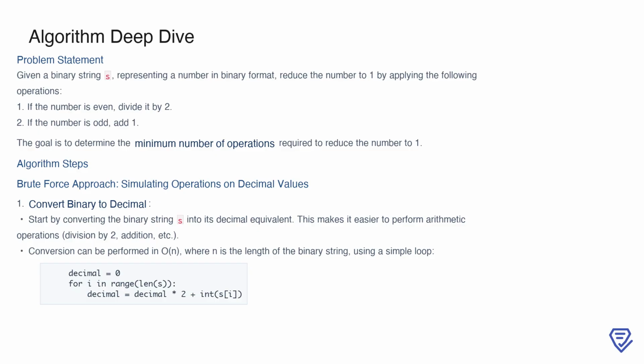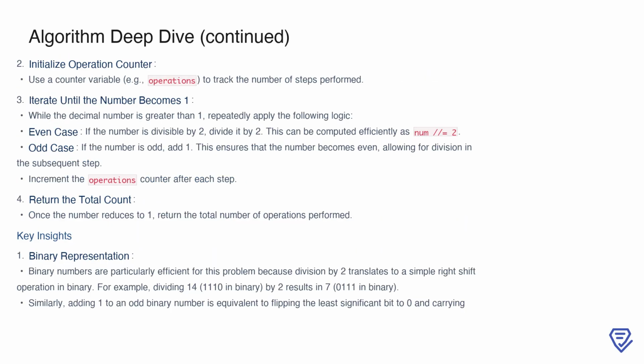This gives us a straightforward way to work with the number in decimal form, which will be easier to manipulate for the subsequent steps. Once we have the decimal equivalent of the binary string, we initialize a counter to keep track of the number of operations performed. The goal is to repeatedly apply the specified operations until the number is reduced to 1. For each iteration, if the number is even, we divide it by 2 using integer division. If the number is odd, we add 1 to make it even, preparing it for division in the next step. After each operation, we increase the counter to reflect the step taken. This process continues until the number becomes 1, at which point we return the total count of operations.